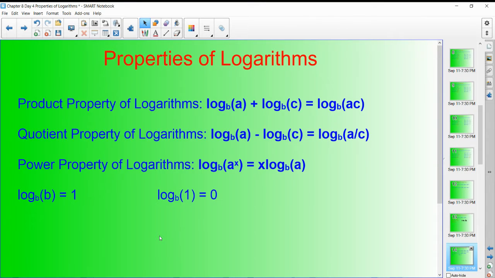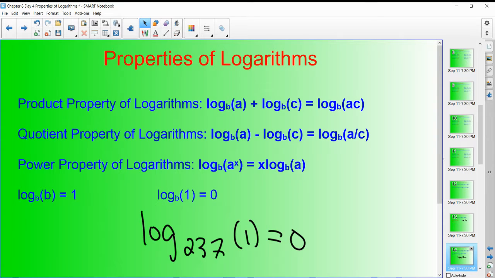Okay, I can have log base 237 of 1, and I know that equals 0. Because 237 to the 0 power is 1. Same thing here. Log base 237 of 237 is 1. Because 237 to the first power is 237. Those are rules I don't remember as much. I just convert them to exponentials. The top three, though, are going to be super helpful when solving and simplifying.